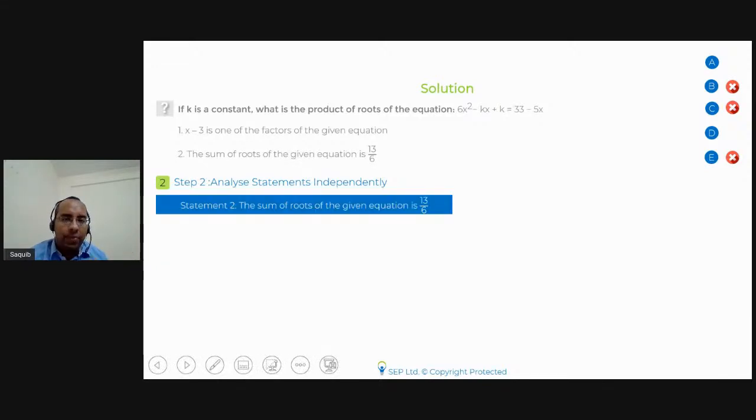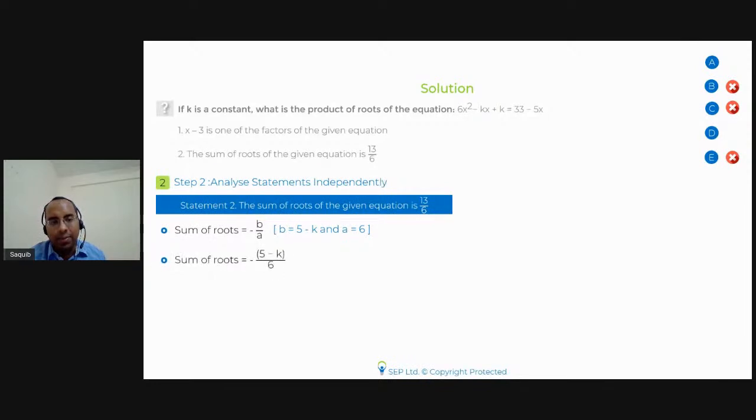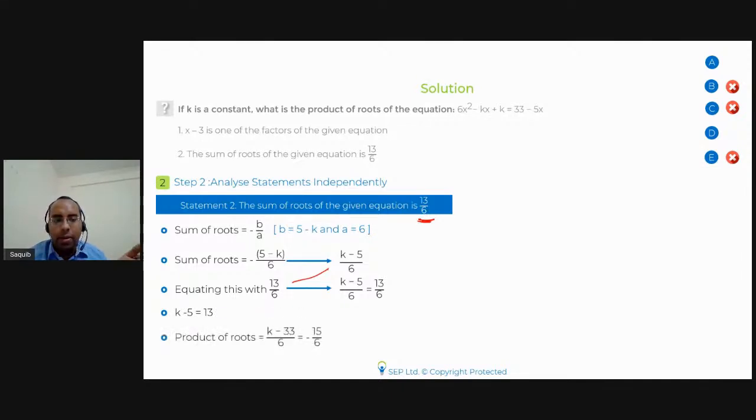Now the second statement obviously is very easy. The sum of the roots is 13 by 6. We already know sum of roots is minus b by a. Somebody pointed out, we have been taught this in school a long time back. C by a, and the sum is minus b by a. So you know b is 5 minus k, a is 6. Substitute it. The value 13 by 6 is given. Place it. Equate these two things. Once you do so, you'll be able to find out the value of k. If you can find out the value of k, then you'll be able to find out the product of roots. Okay, so I hope this is perfectly clear.